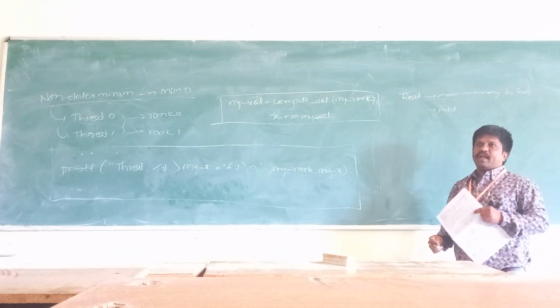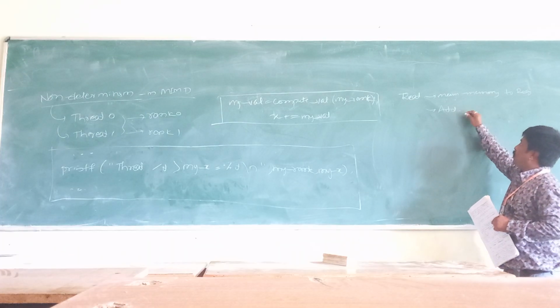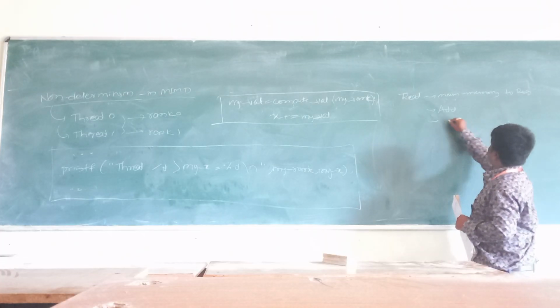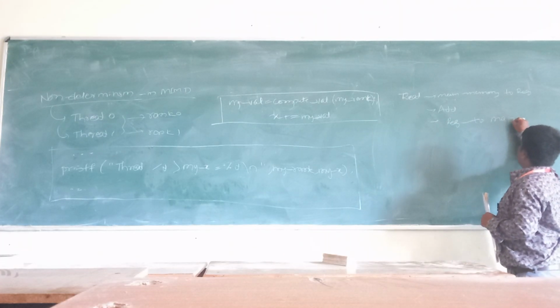If you want to do the sum operation, addition or subtraction, whatever it may be, after performing the addition operation, the result should be stored back from the register to the main memory only. Okay.